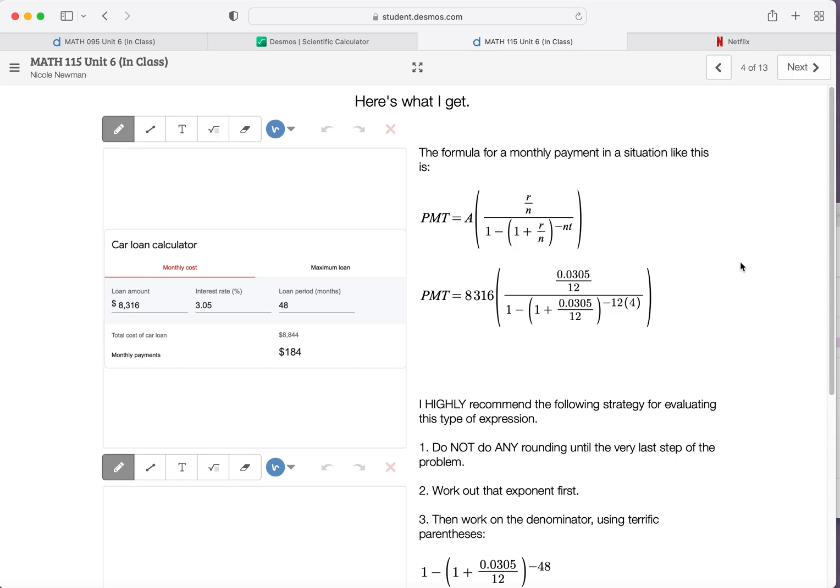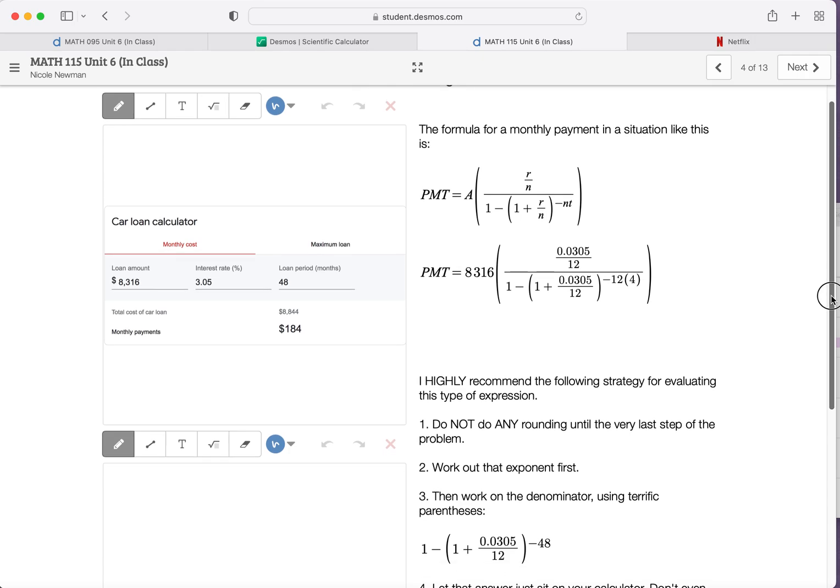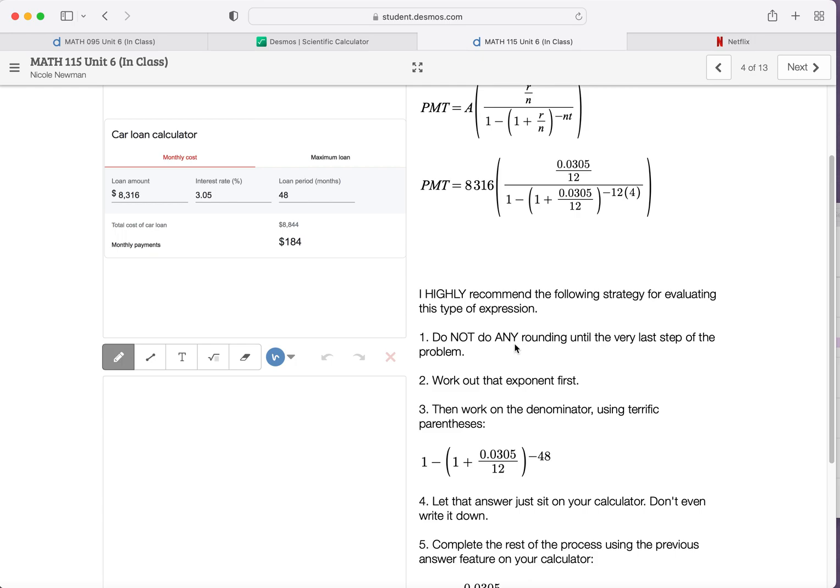So on the next screen, here's what I get for the fill-in. It's the same as on the one before. And then if you're going to do this work by hand on the calculator, these are my recommendations. Do not do any rounding until the very last step of the problem, which seems like it's going to be kind of a problem. It just seems like there's a lot of stuff to not do any rounding until the very end, but we can make it work. My suggestion would be that you work out this exponent first. Negative 12 times 4 is a negative 48. So do that part. And then once you have that, work on this entire denominator.